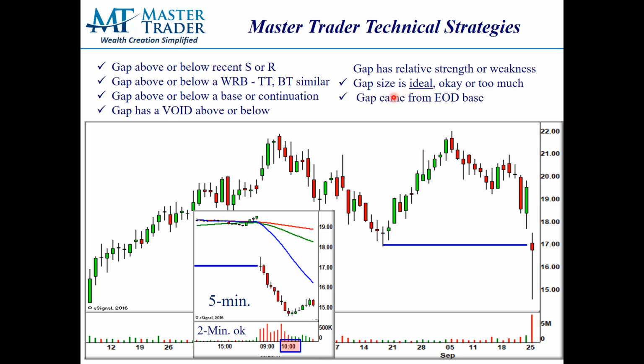Is the size of the gap ideal? I would say yes, because it just clears this swing low here, and it's not an excessive gap. And did it come from an end of day base? You can see here on the 5-minute chart that absolutely it did. Everything is in alignment as far as our moving averages are concerned. The first 5-minute bar was a topping tail bar, so we do have a 6-point play, so we can go ahead and enter that under the low.